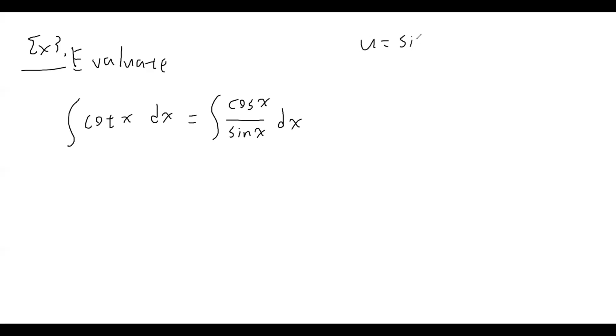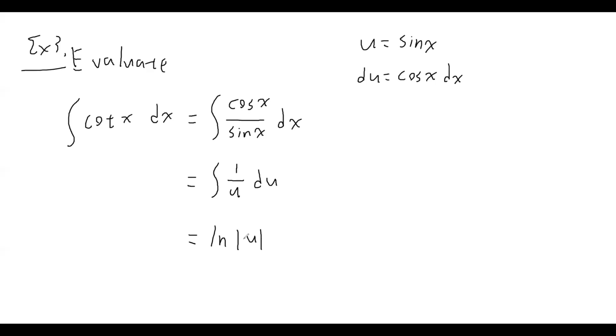I'm going to let u be sine x, then du will be cosine x dx. And this is going to be very nice because when you clean everything up, you just have 1 over u du. Again, feel free to pause the video anytime if you want to take a look at that. Cosine x dx right here, that is du, and then we have sine x, which is u, in the denominator. And that is ln of u.